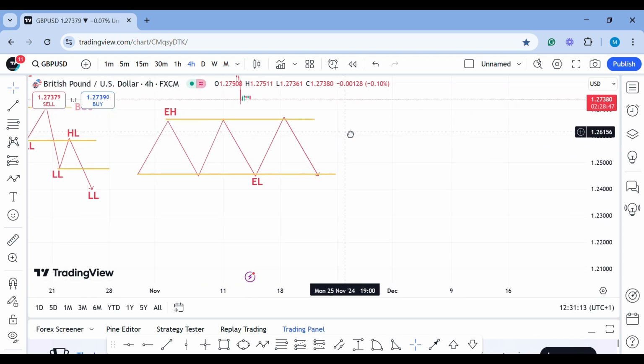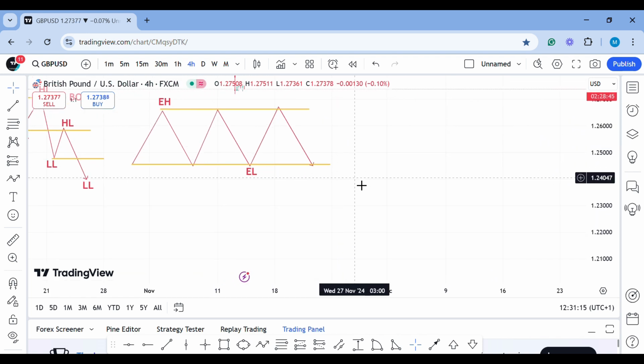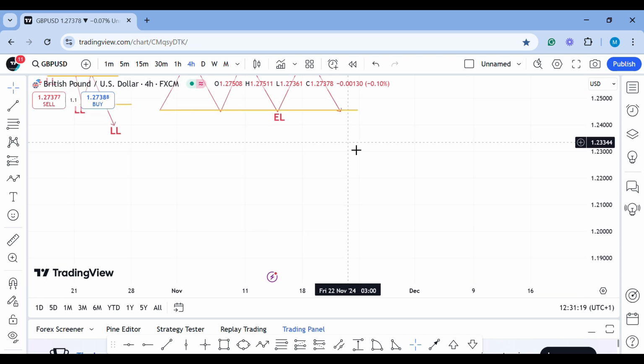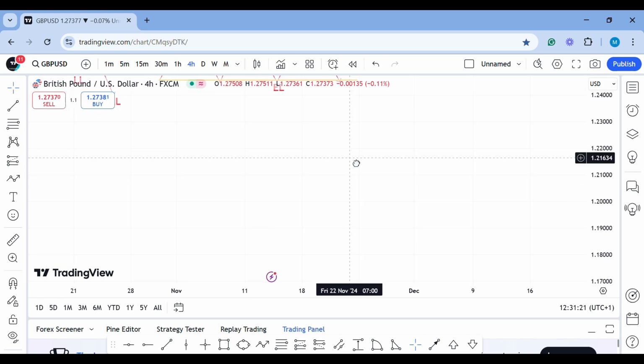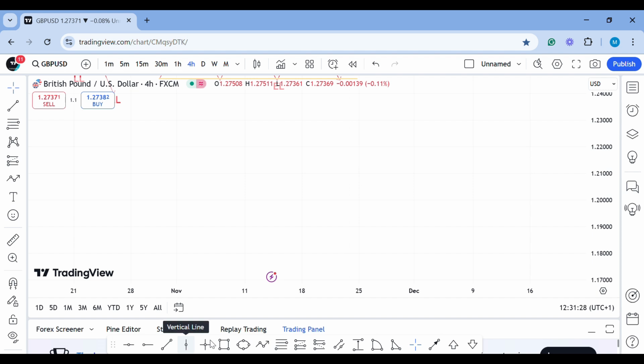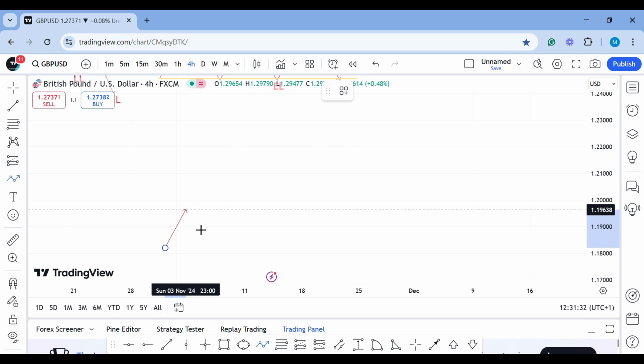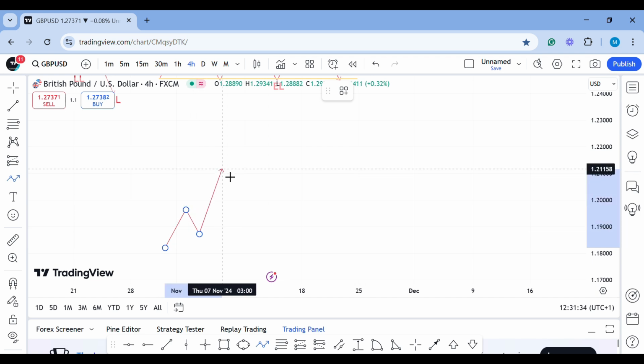Then there's one thing you have to know: the market can still be in an uptrend and fail to respect its trend line. Like, remember, this is how the market moves most of the time.